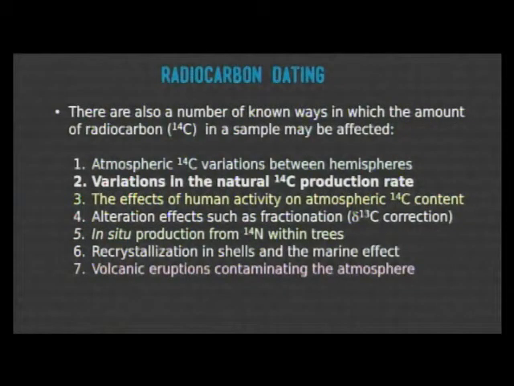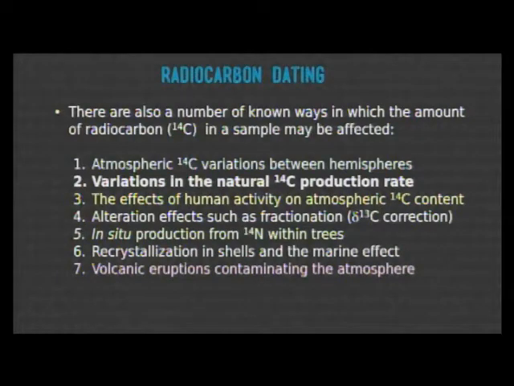Now, what about this issue of calibration and correction? Why is it that we get even tens of thousands of year old ages instead of the biblical chronology of only about 6,000 years? Well, there are several ways in which the carbon-14 in the Earth's atmosphere and therefore in the biosphere, therefore in the samples that we measure, can be affected.